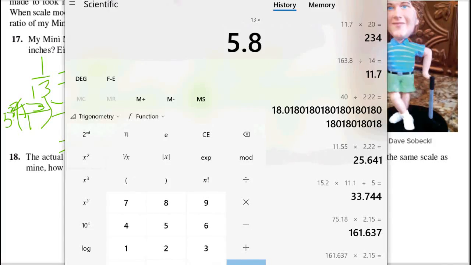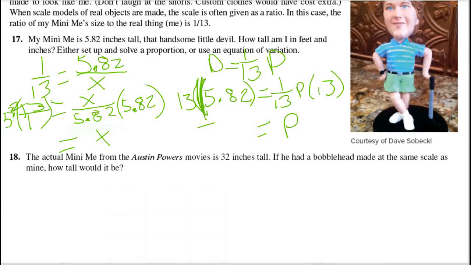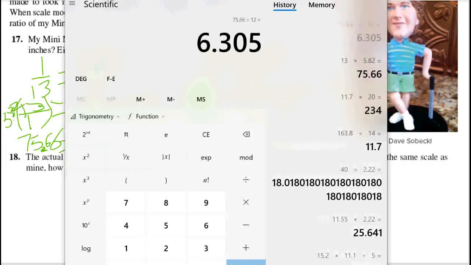13 times 5.82, 75.66 inches. And I don't really have enough space to do that in feet and inches, but to get feet, I'm going to divide that by 12. So he's over 6 feet tall.